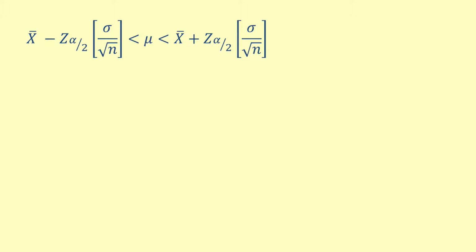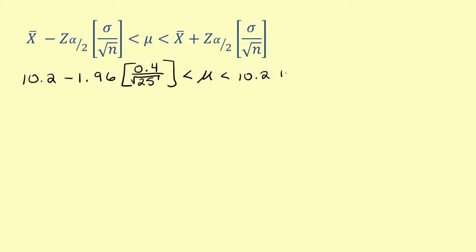We begin with the original equation for finding the confidence interval. Substitute the values to get 10.2 minus 1.96 times 0.4 over the square root of 25 is less than mu is less than 10.2 plus 1.96 times 0.4 over the square root of 25.